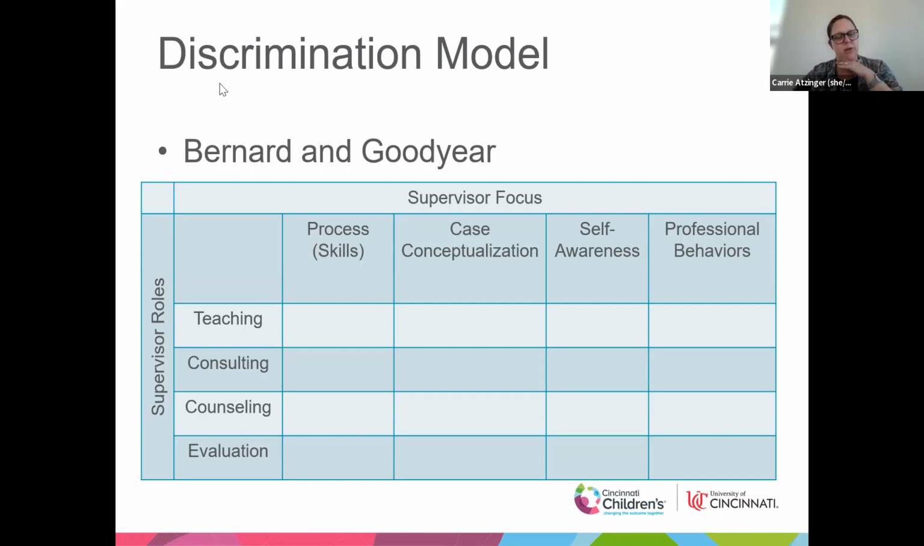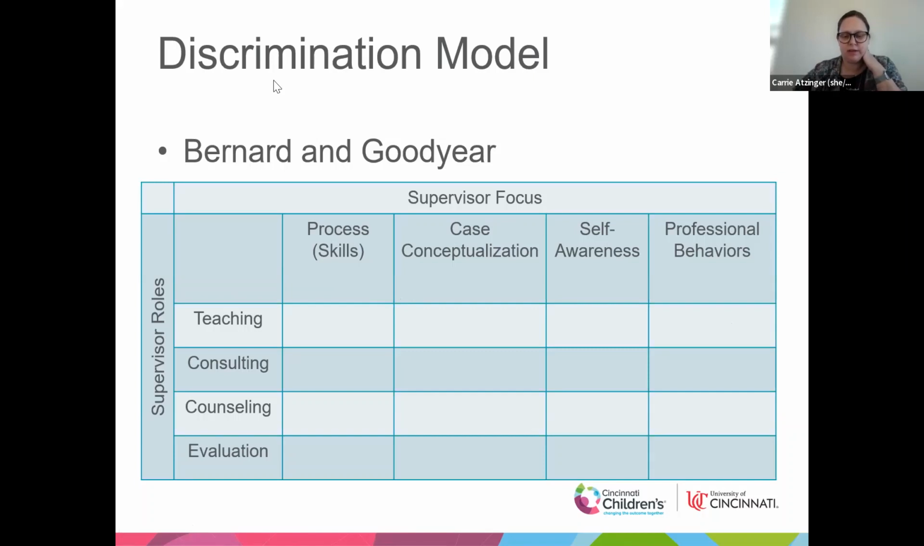And then evaluation. Evaluation is really assessing where a trainee is at in relation to expectations. And then there are these other categories, so that you may be taking on any of these roles as a supervisor, specifically around skills, around the big picture, how you conceptualize a case, around self-awareness and professional behaviors.